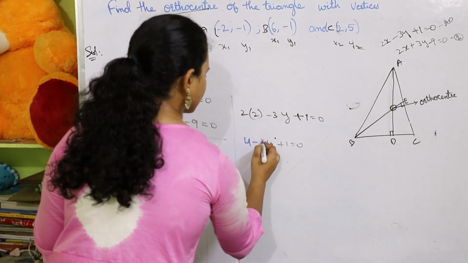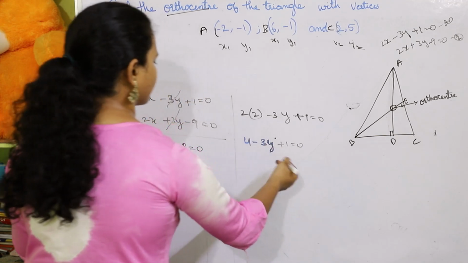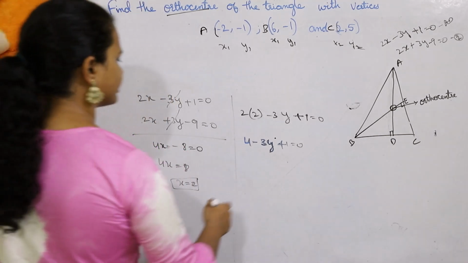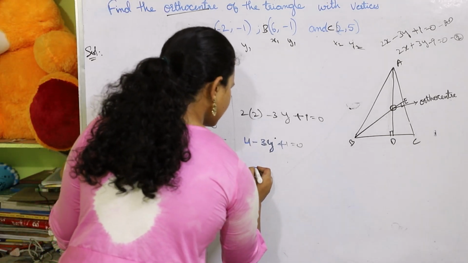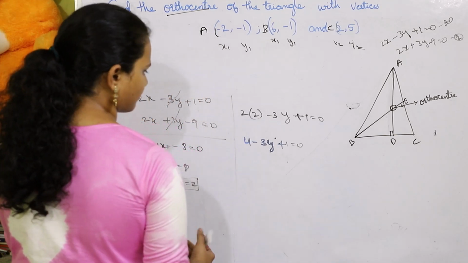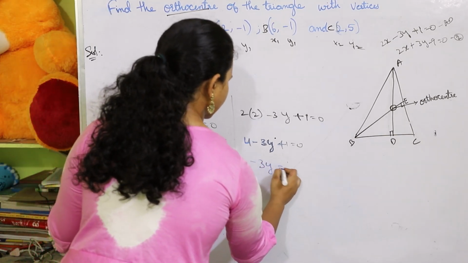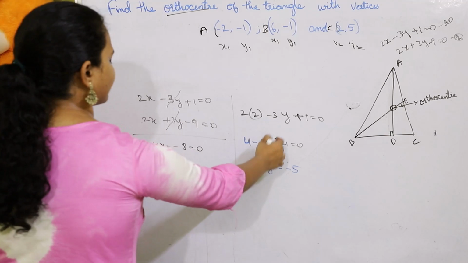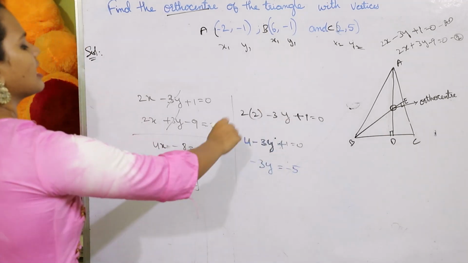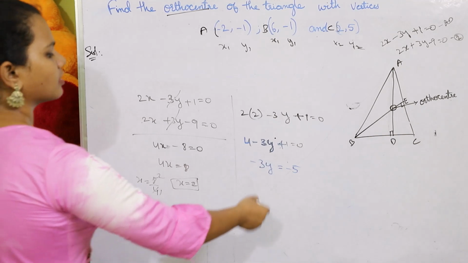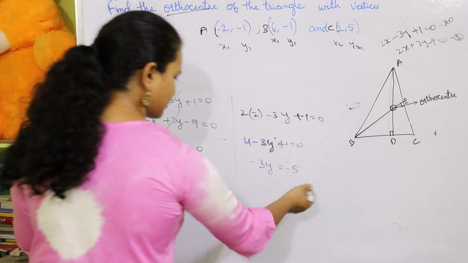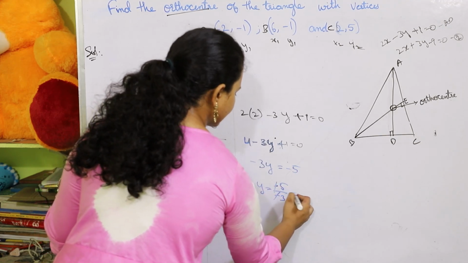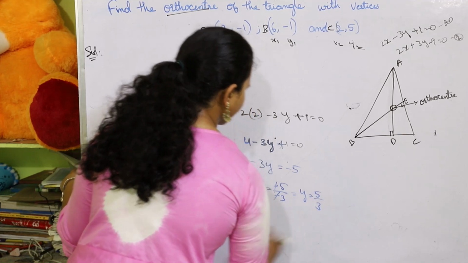4 minus 3y plus 1 is equal to 0. The next process is to transpose. If I transpose plus 1 to the other side, this becomes minus 1. If I transpose plus 4 to the other side, this becomes minus 4. So minus 3y is equal to minus 1 minus 4, which becomes minus 5. So y is equal to minus 5 by minus 3. Minus minus gets cancelled. So y is equal to 5 by 3 will be the value.